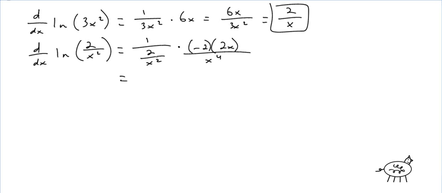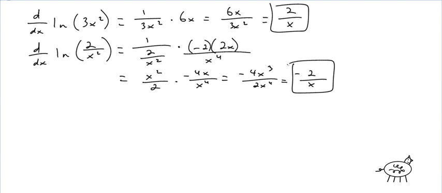So we can simplify this, that 1 over 2 over x squared is just x squared over 2, times negative 4x over x to the fourth. And so I end up getting negative 4x cubed over 2x to the fourth. And that simplifies to negative 2 over x. So there are a lot of ways to actually simplify this. I mean, I could have taken the natural log of 2x to the negative 2 power, just use the power rule. That might have been a little bit easier. There are a lot of ways to do these problems.